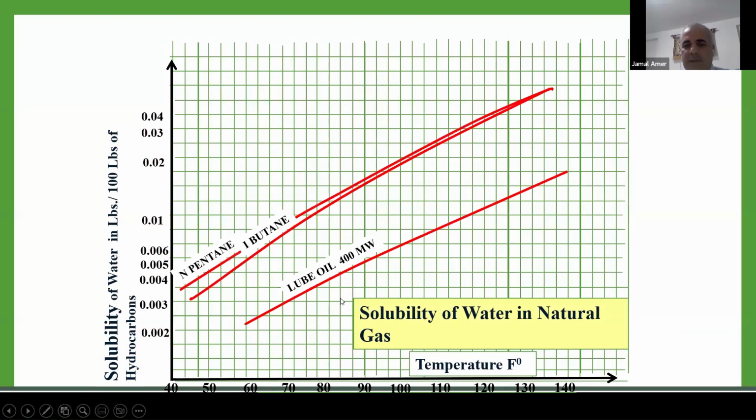So as we see here, solubility of water increases with temperature. This is the solubility axis, the y, and here temperature is the x axis. So we see here the solubility of water increases with temperature for one gas.